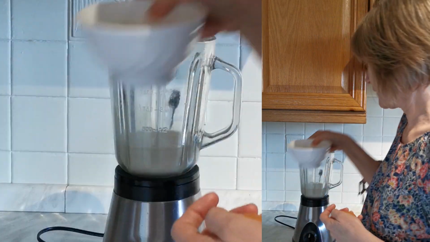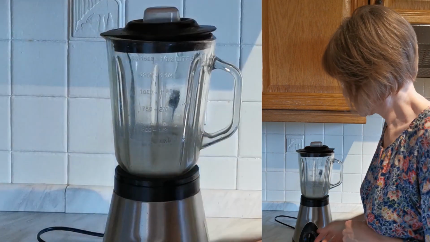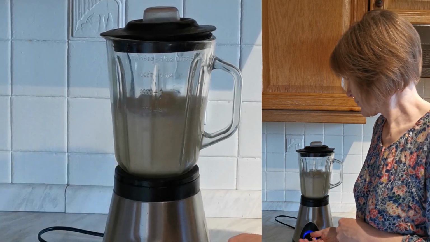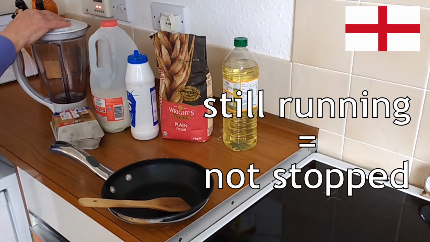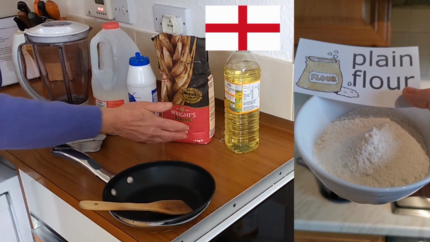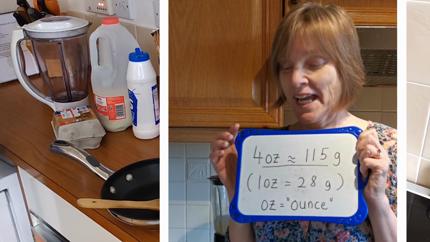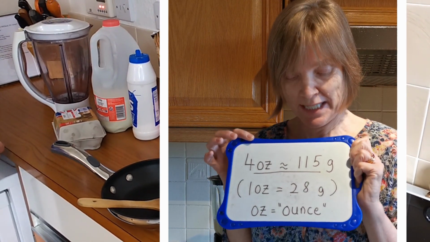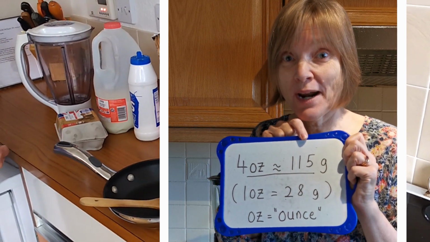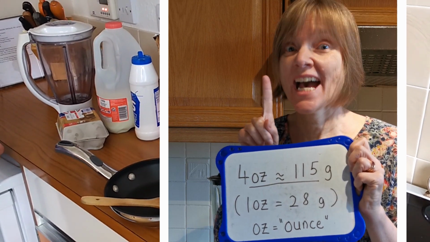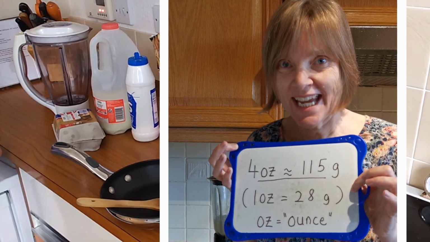in the liquidizer and mix. With the liquidizer still running, I then add 4 ounces of plain flour and half a teaspoon of salt. Okay, so 4 ounces, that's about 115 grams. Because 1 ounce in England is about 28 grams.